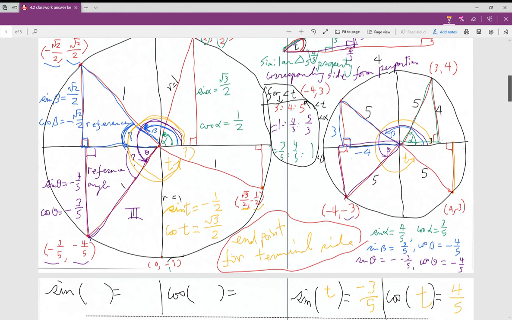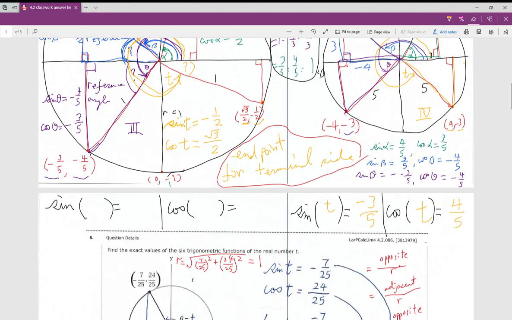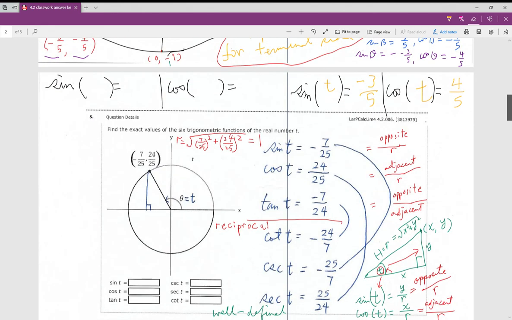Right? So when the angle's terminal side goes to different quadrants, the coordinates x, y will have the positive or negative sign, and then the sine value and cosine value will follow the x, y coordinate's positive or negative sign. So this is the overall concept for the trigonometry function.